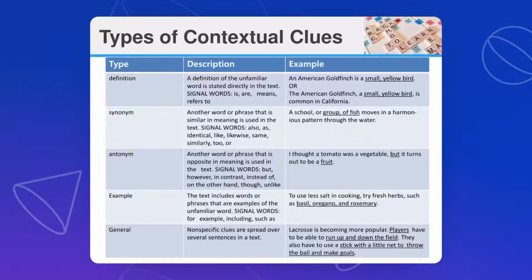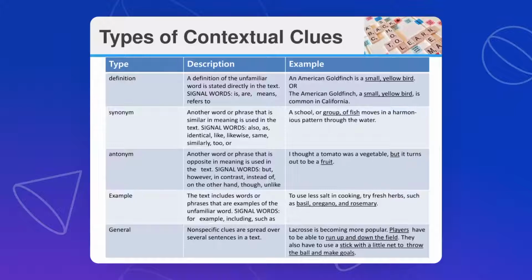A second contextual clue is a synonym. And I think we all remember synonyms. Those are our favorite ones when we're actually paraphrasing. Sometimes we'll go and we will try to find synonyms for words. They're words that have the same meaning in the text. Here's an example. A school or group of fish moves in a harmonious pattern through the water. You might not have known what a school meant. It's like a school of fish. Well, here it showed us it's got or. Oftentimes they will use or.